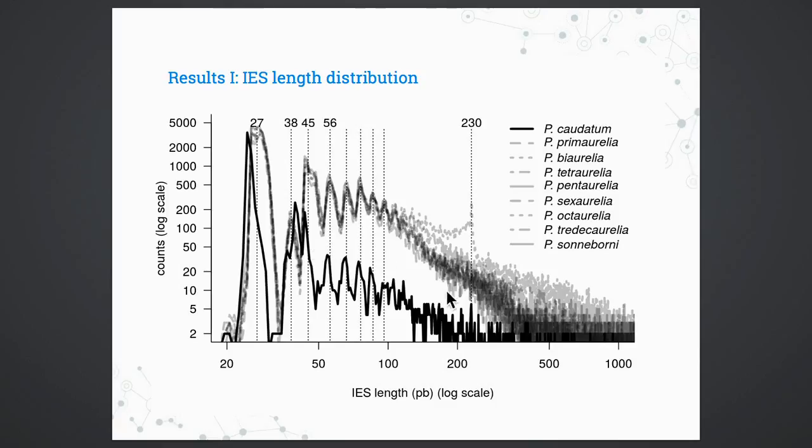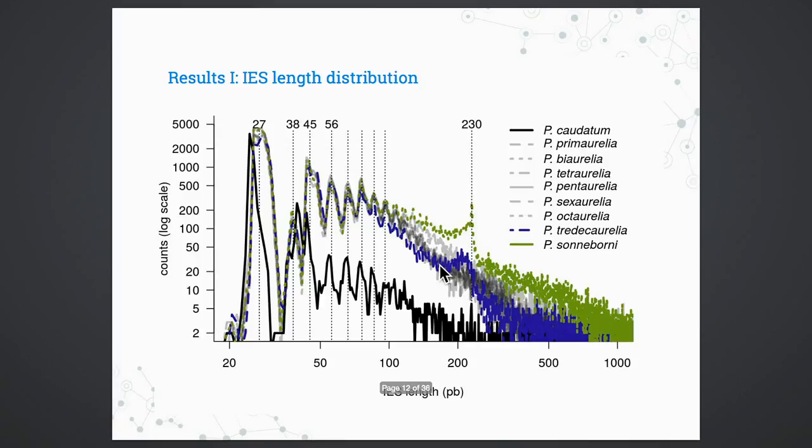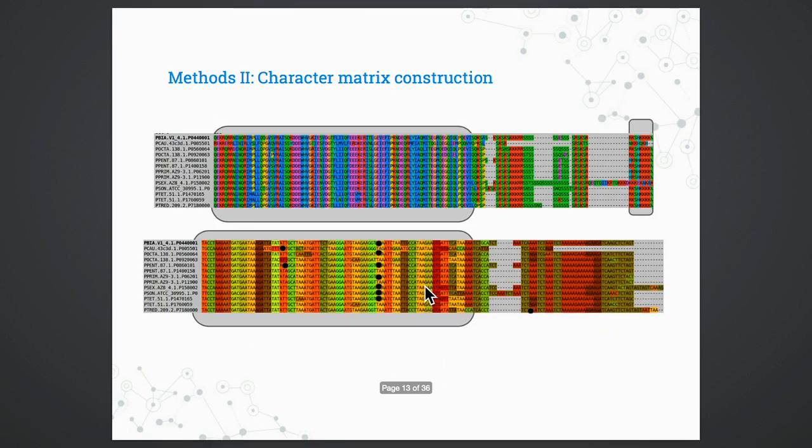And most of the other species show what we knew already from Paramecium tetraurelia. They have more or less the same number and ratio for different length sizes. Two interesting exceptions are Paramecium tredecaurelia and Paramecium sonneborni, which show a very tight peak at approximately 230 base pairs. I'm going to get back to this point later on.